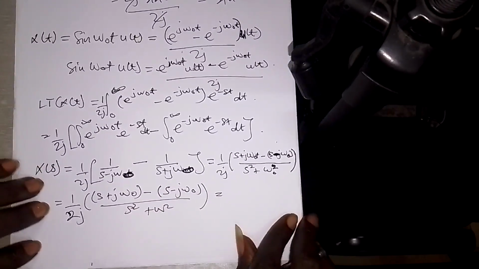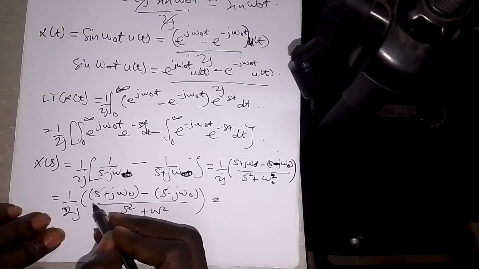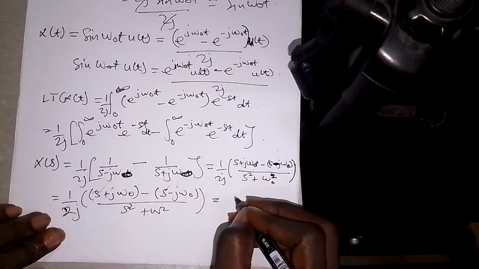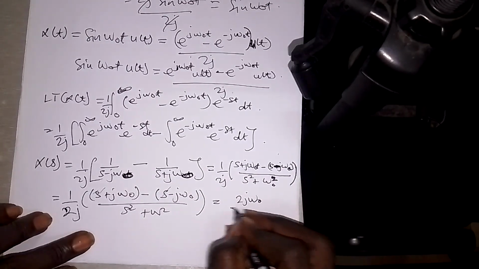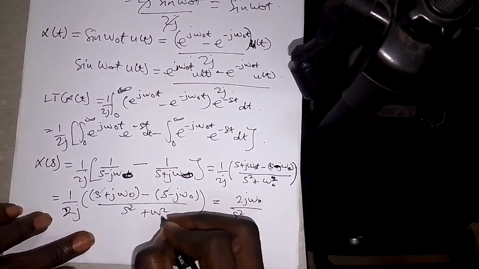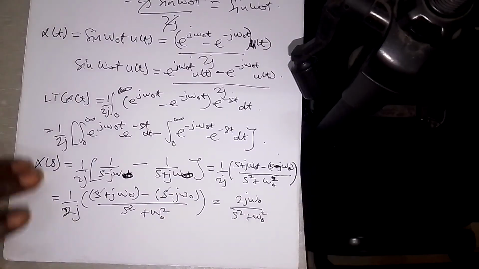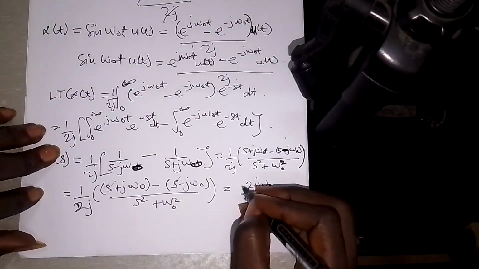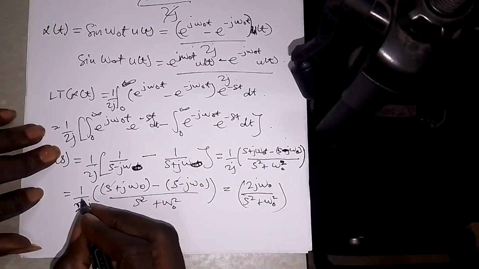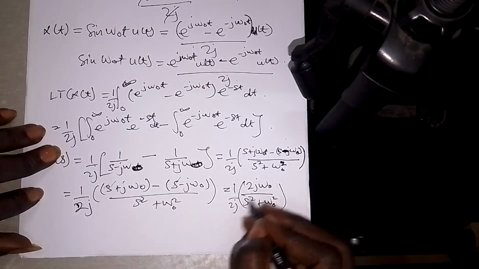So this is equal to: this will cancel this, and this will also become positive. So I'll have 2j omega naught over s squared plus omega naught squared. Okay, so this is what I'll get here. Now, if I bring my 1 over 2j here, 2j will cancel 2j.